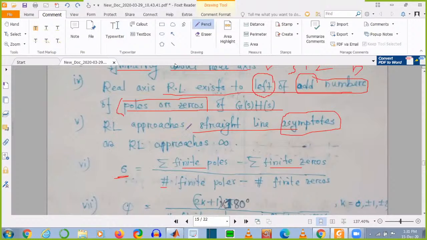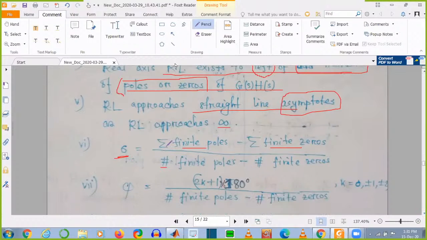So root locus approaches straight line asymptotes as root locus approaches infinity. We have two formulas here. Sigma equals the summation of finite poles minus the summation of finite zeros, divided by the number of finite poles minus the number of finite zeros. So that is sigma.